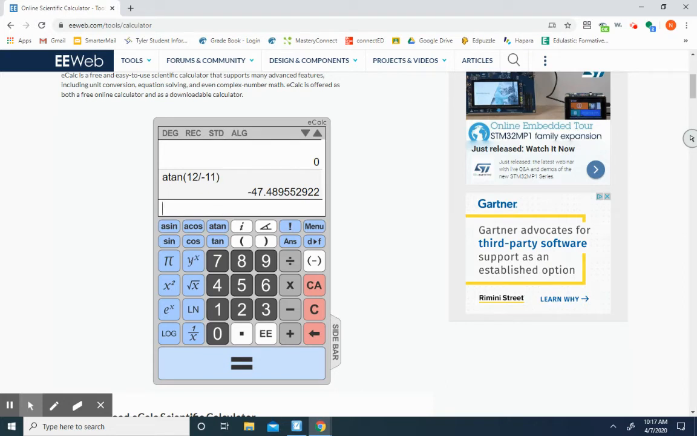And we're going to get negative 47.4896. Round that to 4 decimal places. The 5 would tell me to round up. So that'd be negative 47.4896 degrees.